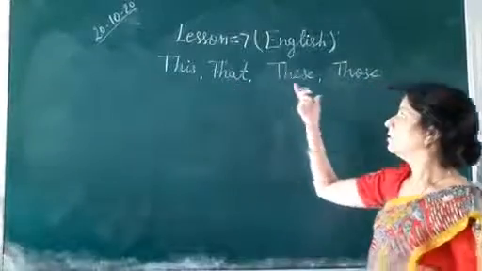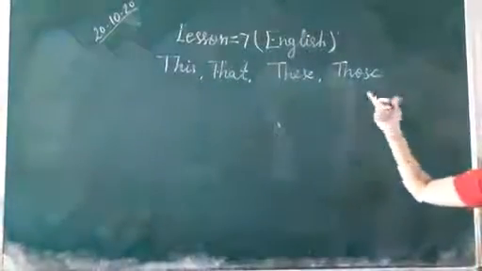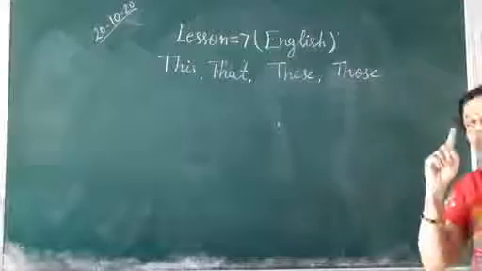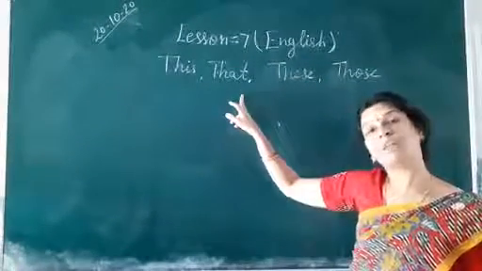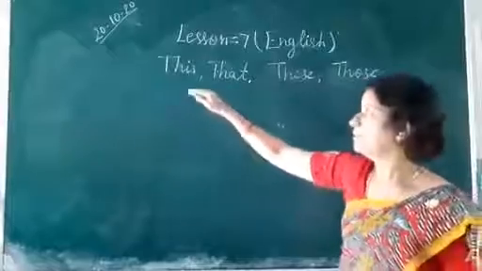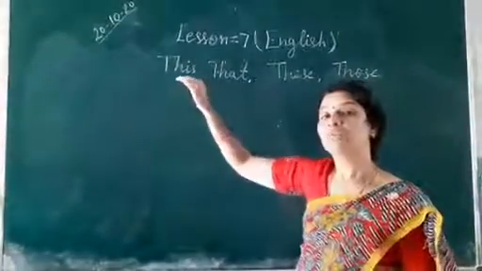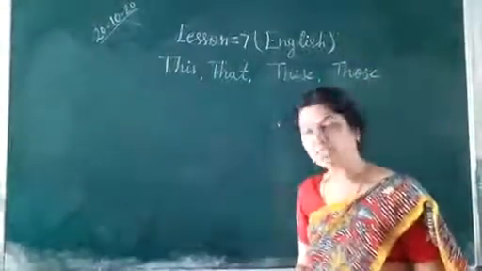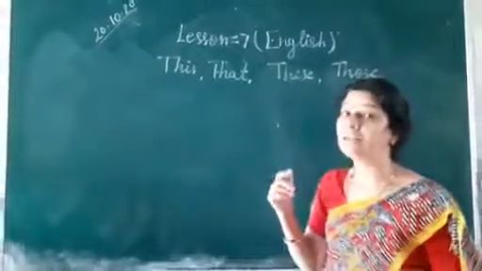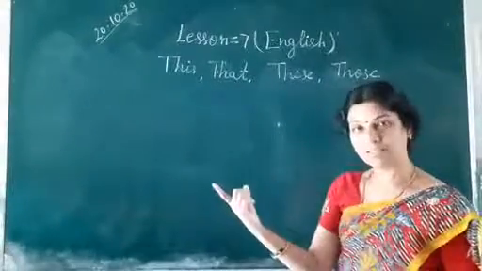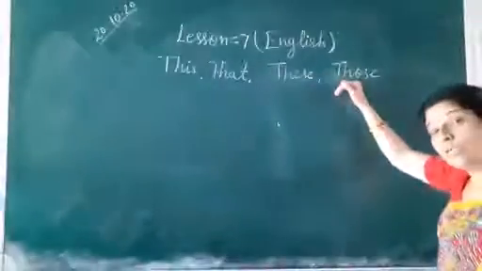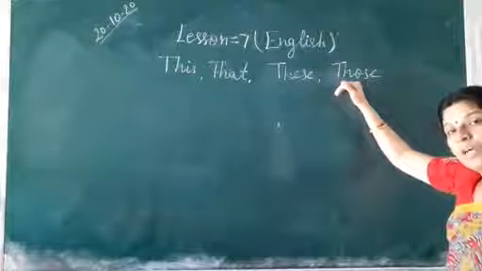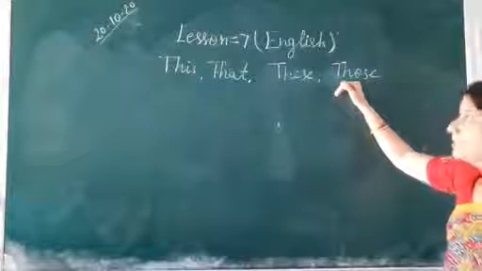That, these, those. This is used for singular. That is also used for singular. But this is used for near things. That is used for far things. These is used for plurals. Those is also used for plurals.